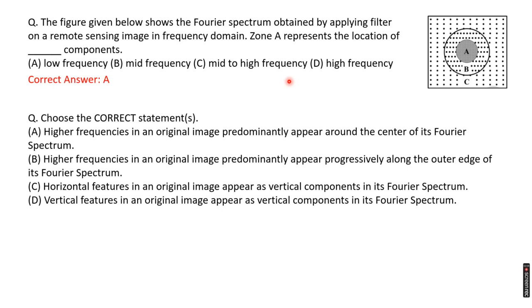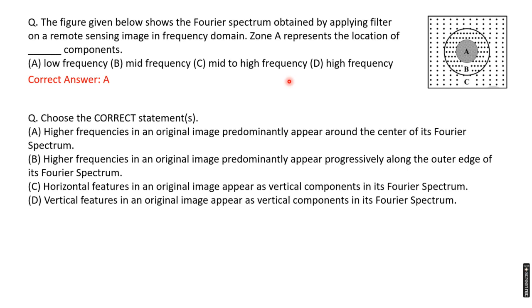Then the next question is you have to find out the correct statement from the given four options, which is on Fourier transform. Option A: higher frequencies in the original image predominantly appear around the center of the Fourier transform is false. Option B: higher frequencies in an original image progressively appear along the outer edge is true. So A is false, B is true, so B is correct.